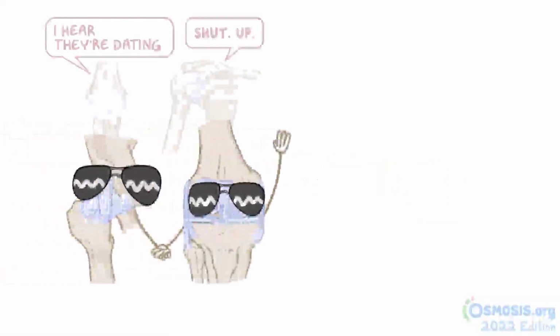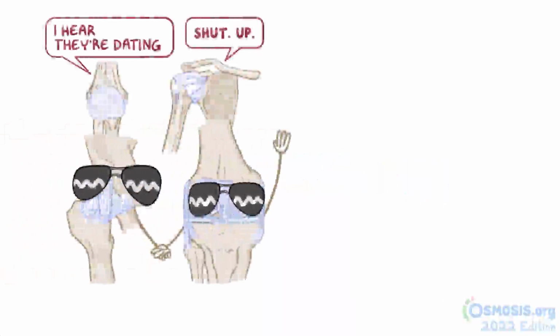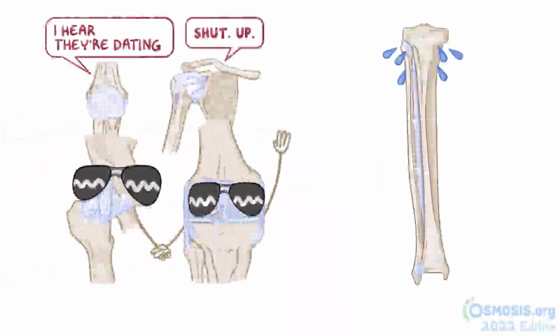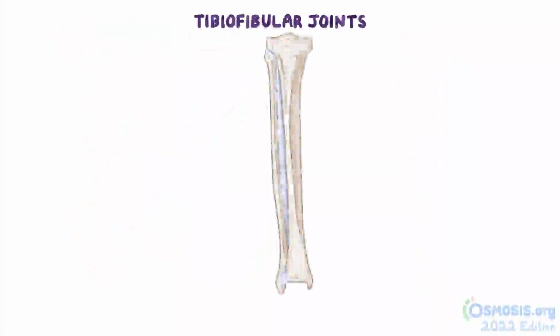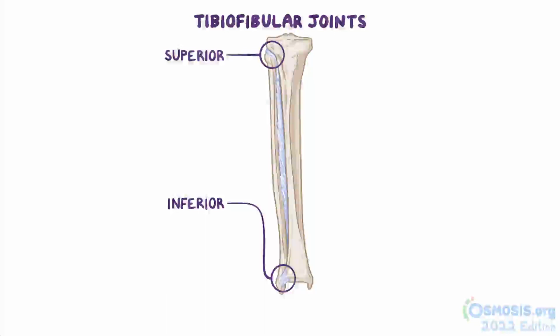Now, everyone knows about the famous hip joint and knee joint, but not many people like to talk about the lesser known tibiofibular joints. The tibiofibular joints are two joints of the leg, one superior and one inferior. This doesn't mean one is better than the other, just that one is lower down.